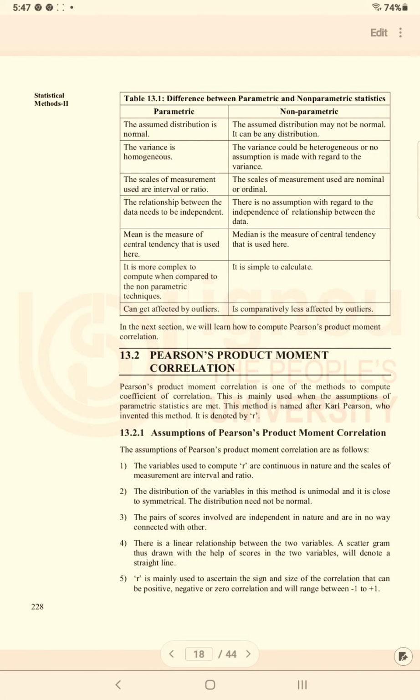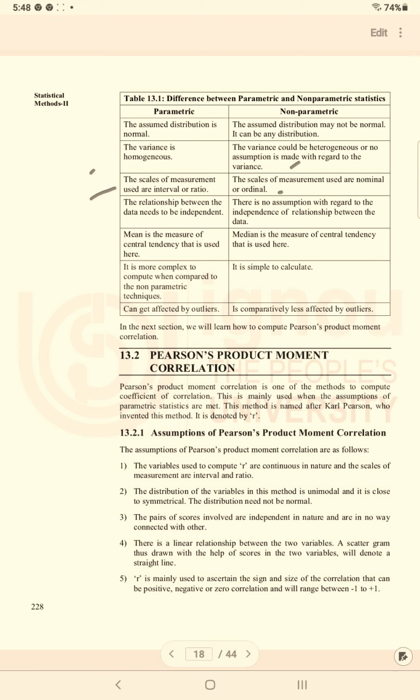Parametric, nonparametric. The assumed distribution is normal. The assumed distribution may not be normal. It can be any distribution. The variance is homogeneous. The variance could be heterogeneous, or no assumption is made with regard to the variance. The scales of measurement used are interval or ratio.